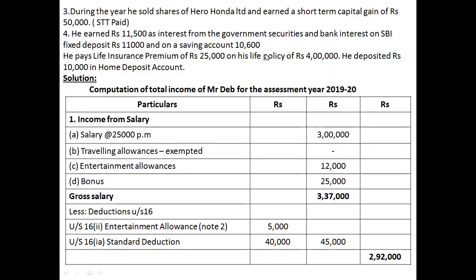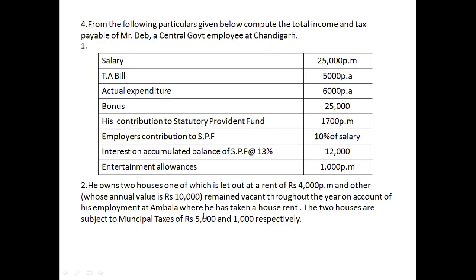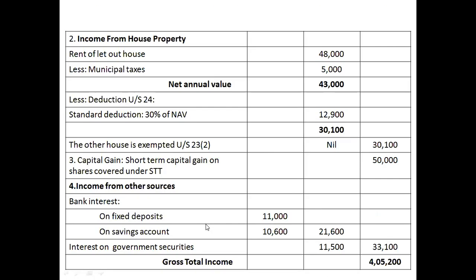They have paid municipal tax. What is the municipal tax paid for the let out house? 5,000 rupees. So the net annual value is 48,000 minus 5,000, that is 43,000. Less reduction under section 24, always 30% of NAV, that is 30% of 43,000, you will get 12,900. So you will get 30,100.